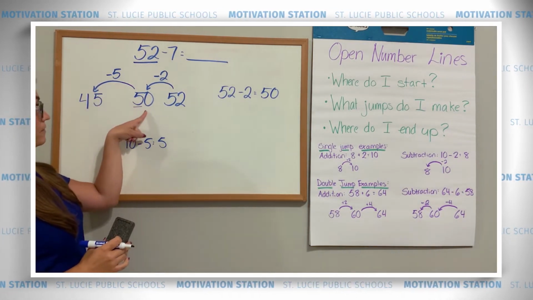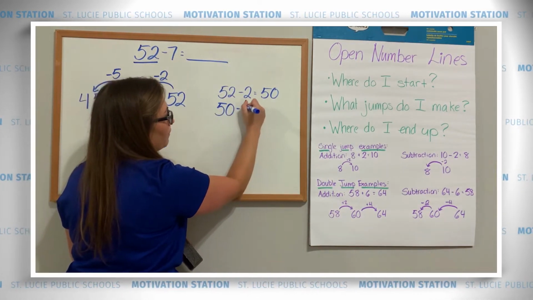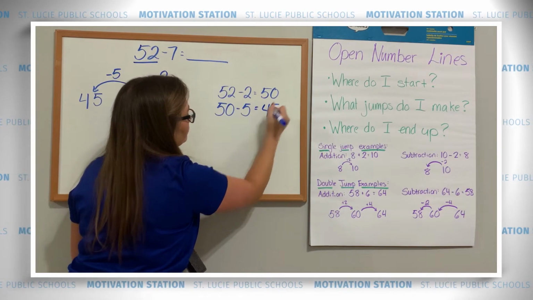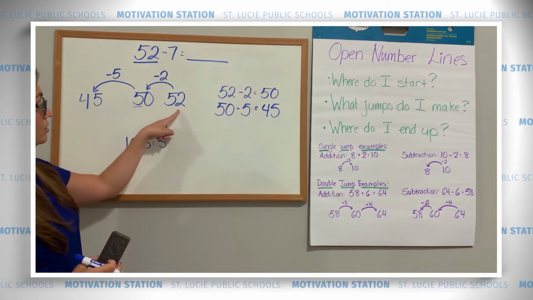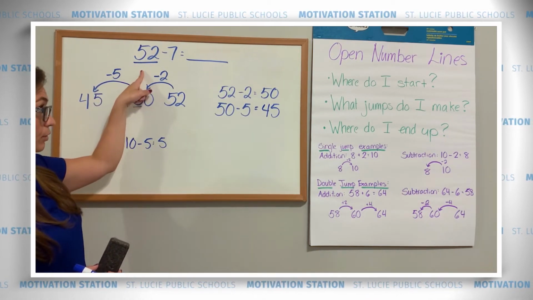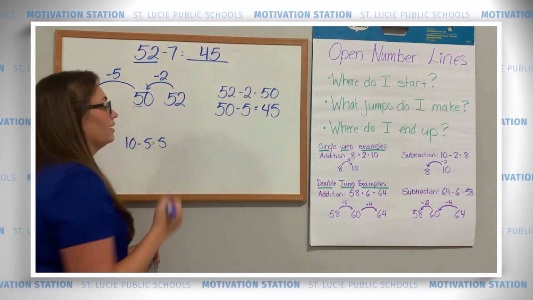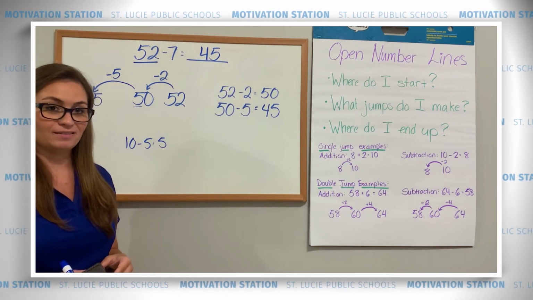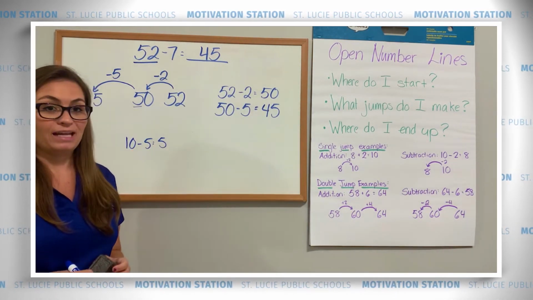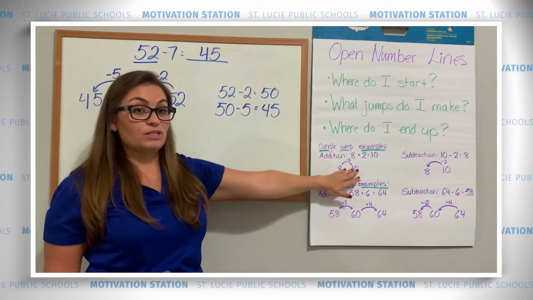And indeed, 50 minus 5 is 45. I would write that equation over here. 50 minus 5 is 45. Now, I have shown a jump of 2, a jump of 5. 5 and 2 make 7, and I've subtracted. So 52 minus 7 is going to be 45. And there you have it. I've solved it. I've also shown my double jump on my open number line, and I've represented it with multiple equations. Great job. Remember, you can always use this chart to help.